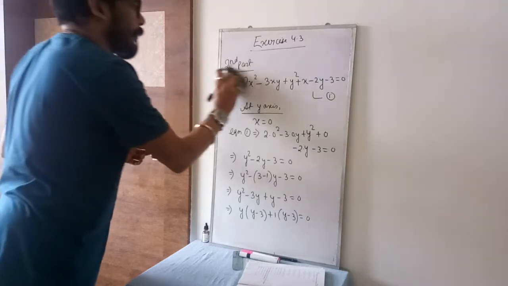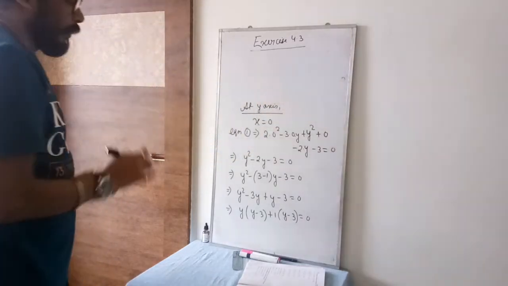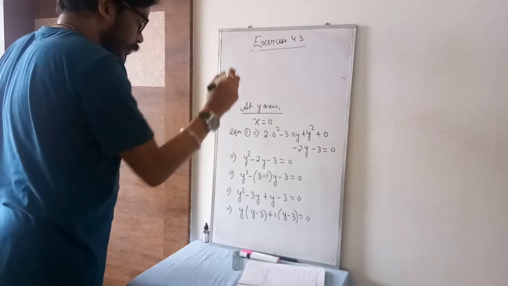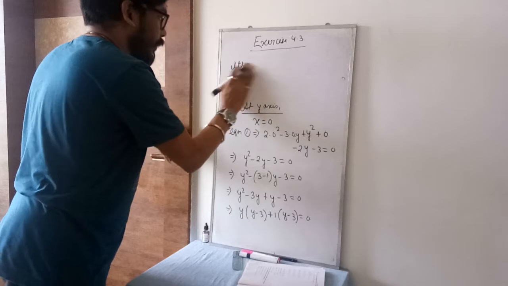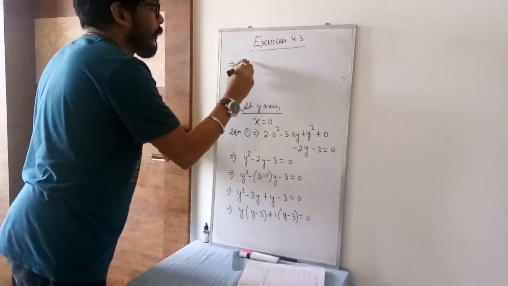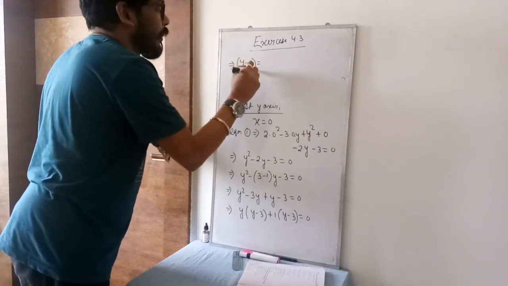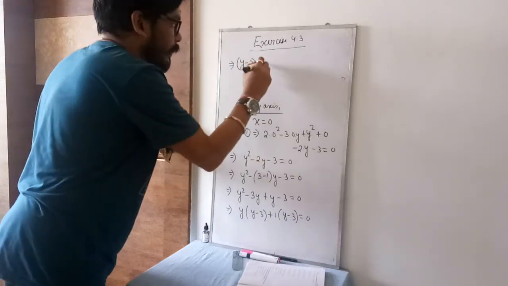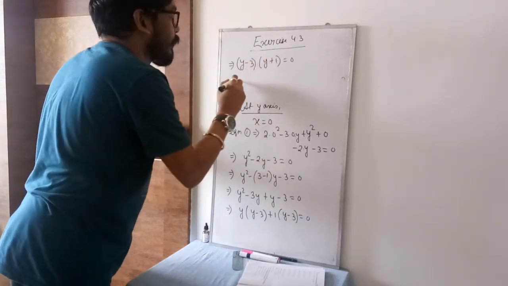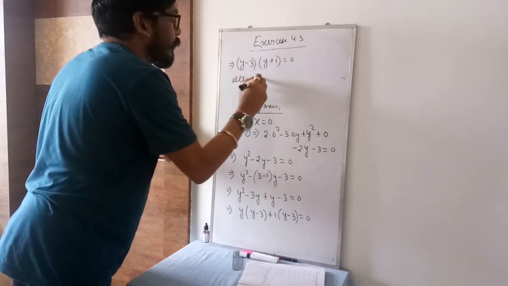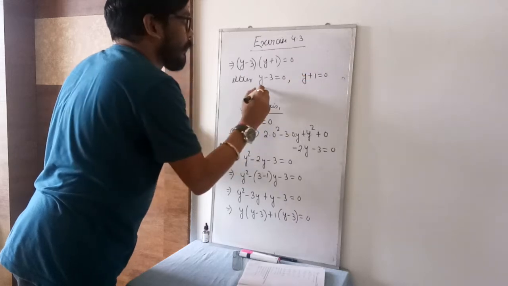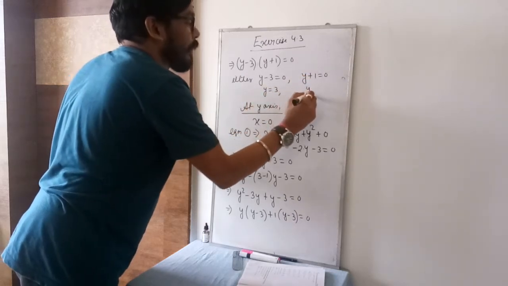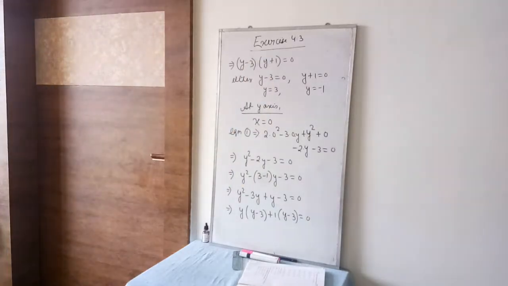Okay, I will rub the upper part. So it will be y minus 3 in one bracket and the other bracket will be y plus 1 equal to 0. So you can write now either y minus 3 equal to 0 or y plus 1 equal to 0. So you got y value 3 and here y value minus 1. Please take the screenshot.